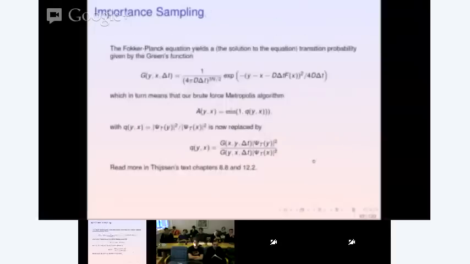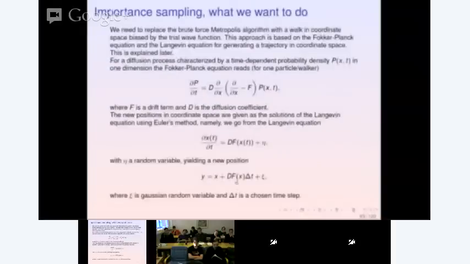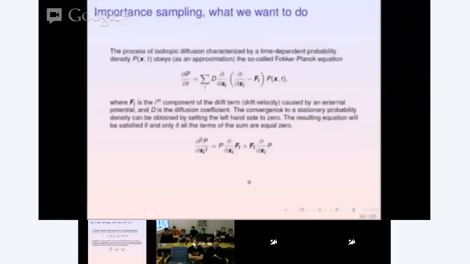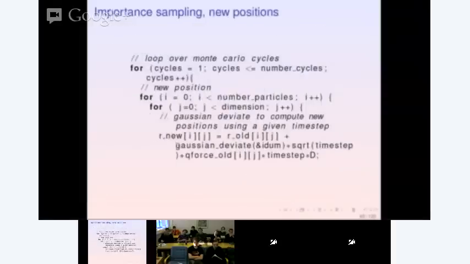So that means that what I'm doing now is I'm adding the quantum force here. The diffusion constant is just equal to 1/2 because I've scaled my Schrödinger equation in dimensionless units. So D is equal to 1/2 from the kinetic energy. So D is 1/2 here. And then I have to multiply with this delta t. Then I have now the new positions.